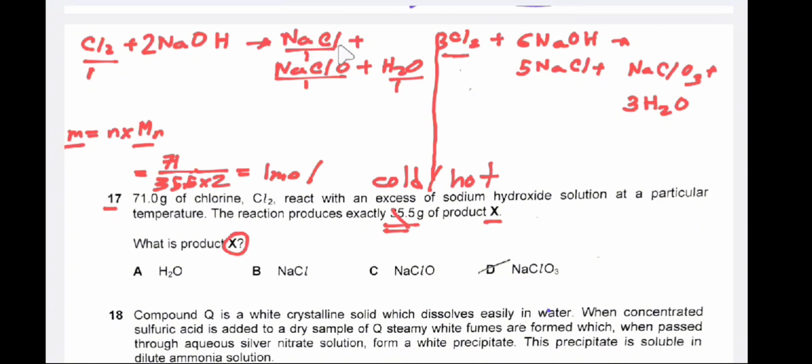So for sodium chloride, chlorine is 35.5 and sodium is 23. So 23 plus 35.5 gives us 58.5. So 58.5 into number of moles. Number of moles is 1, since they are in 1:1 ratio. So we get a mass of 58.5. So this is wrong. Then for NaClO, this value would be above 58.5, so this is also wrong.